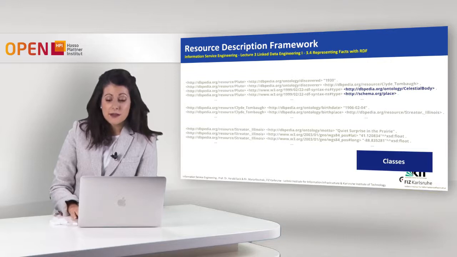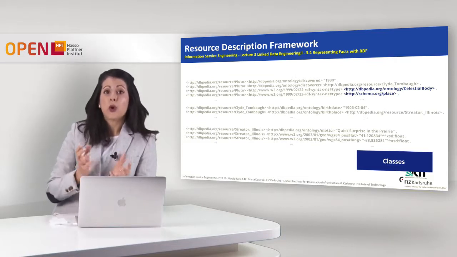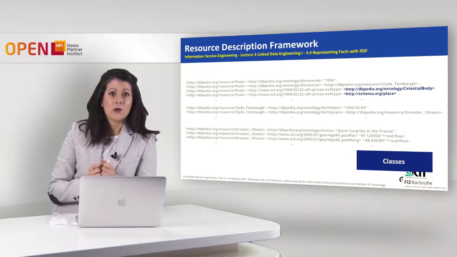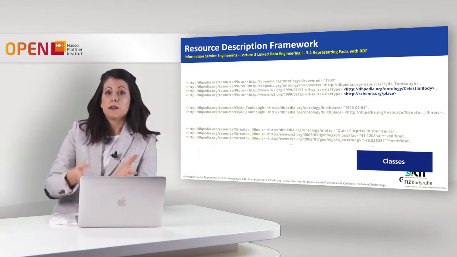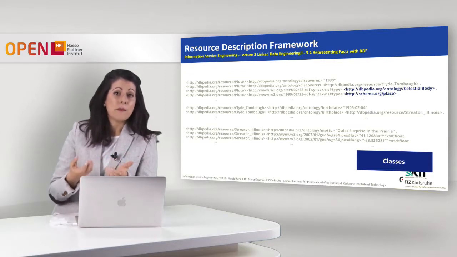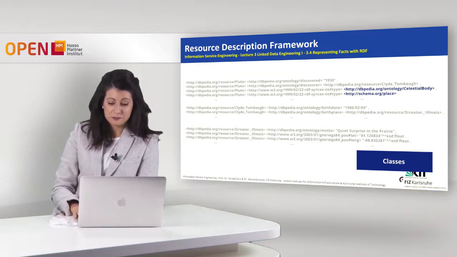And then we have the classes. For example, place is a class, or celestial body is also a class. So what is a class? It is a way to classify or group things, entities in our case here, where they share the same characteristics. So for example, many cities like Illinois are grouped into a place. They are a place. Or the same happens with planets like Pluto, so they are celestial bodies.